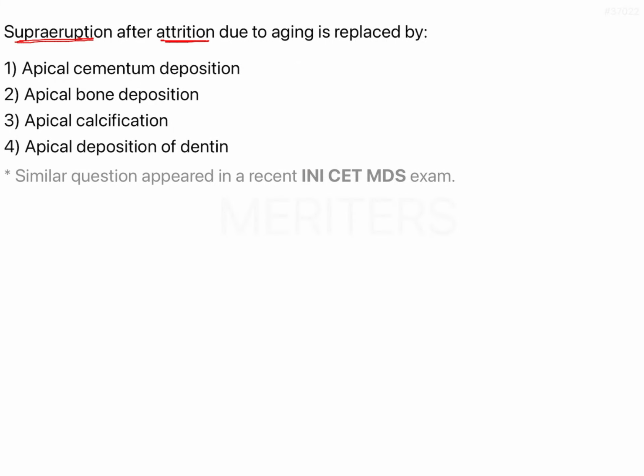Supra-eruption after attrition due to aging is replaced by which of the following processes? The options are apical cementum deposition, apical bone deposition, apical calcification and apical deposition of dentin. Now, let's begin with the term attrition.